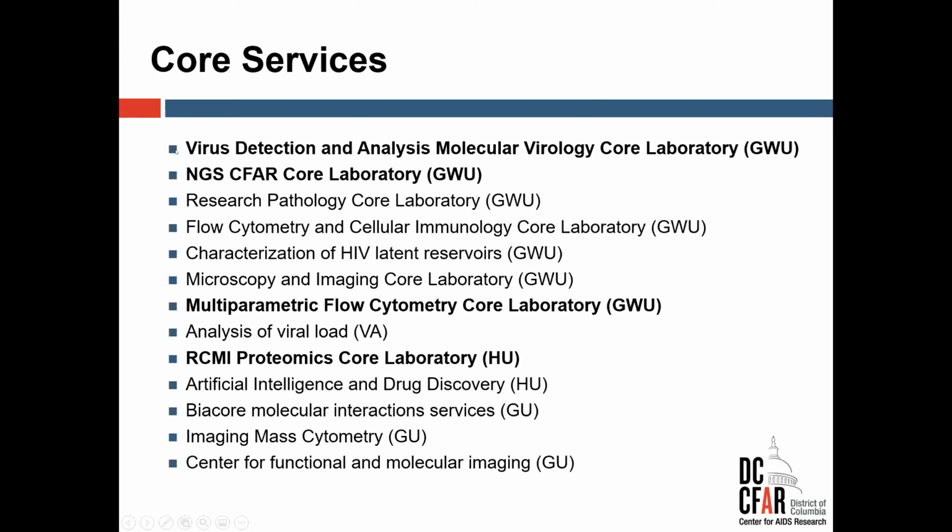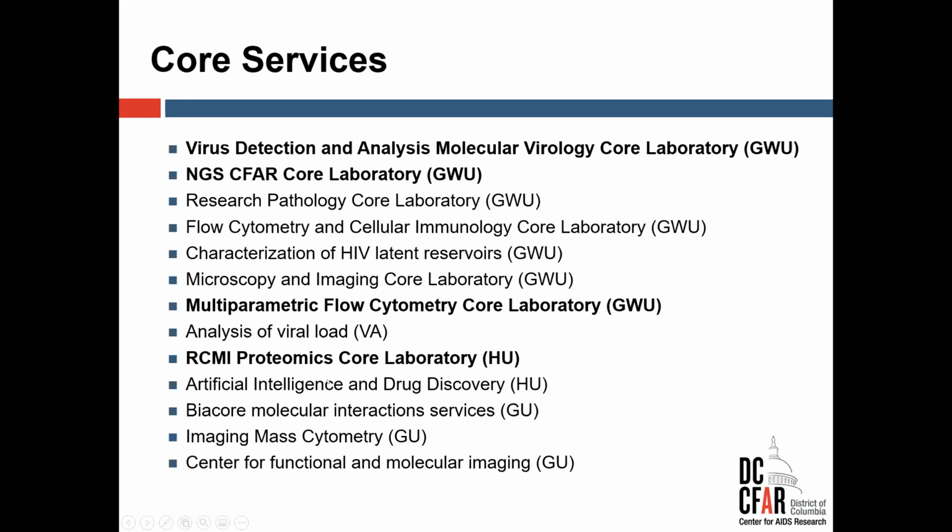So we have labs which can help you with virology services. We have a next-gen sequencing lab at GW. There is a research pathology lab which can be used at GW. There are a number of flow cytometry instruments which I'm going to show you. There is a service to characterize reservoirs at GW. There is a fantastic microscopy and imaging core at GW. There is multiple parameter flow at GW and also now at Georgetown University.